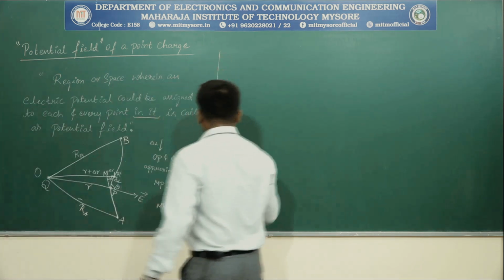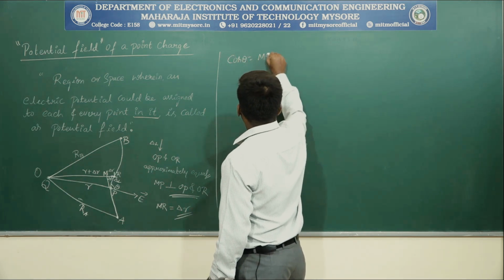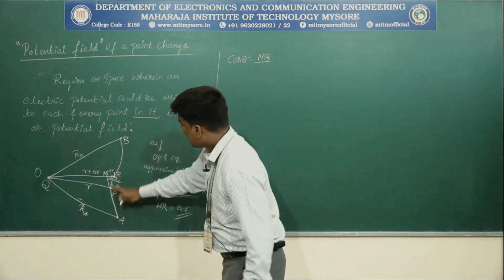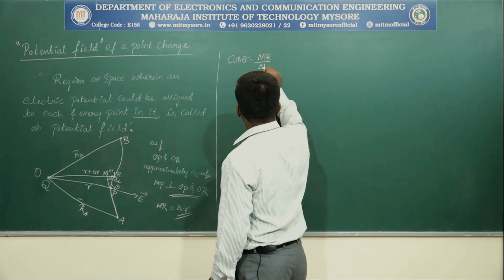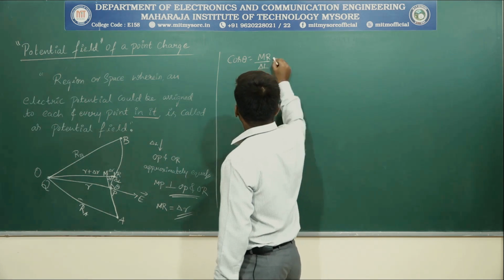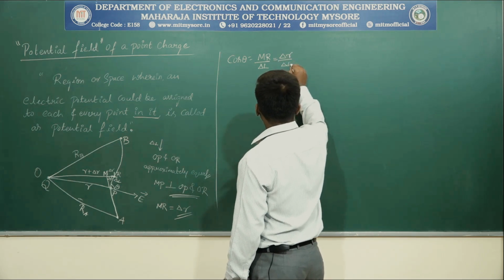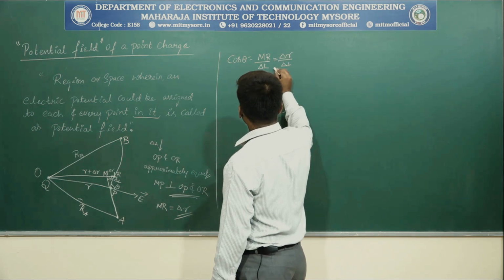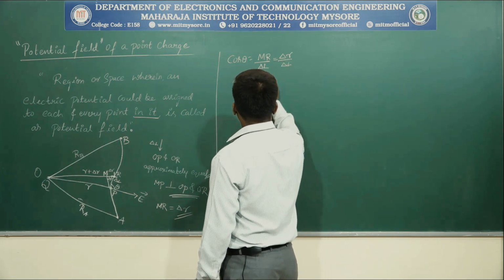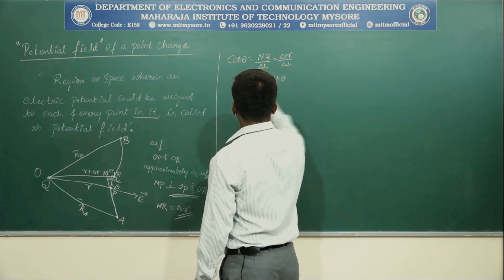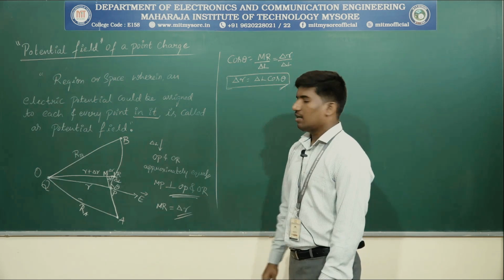We can write like this, right? Cos theta is equal to MR divided by delta L, adjacent by hypotenuse. Hypotenuse is delta L. What is MR? MR is delta R. What we need is delta R equal to delta L into cos theta. So let us keep this aside.